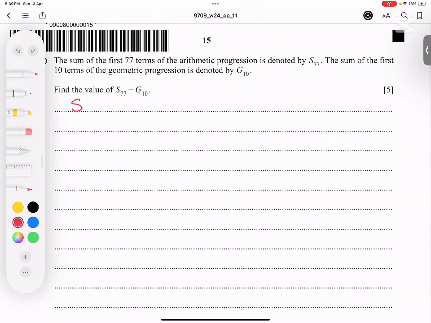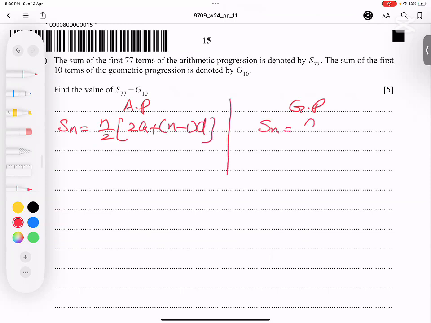So first of all, I write the formula of AP. Here I'm writing AP, here I'm writing GP. The AP sum formula, all of you know: n divided by 2 times (2a plus (n minus 1) times d). And what is the formula of GP? Sn is equal to a (r to the power n minus 1) over r minus 1. This is the formula we use when the modulus of r is more than 1. So according to the arithmetic progression, we know a is 5 and the common difference we just got is 2.5.